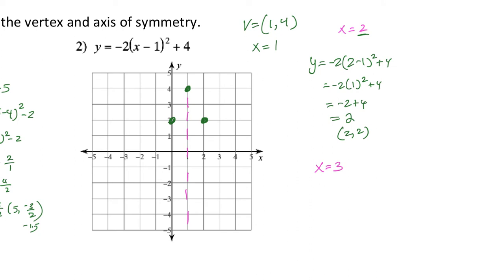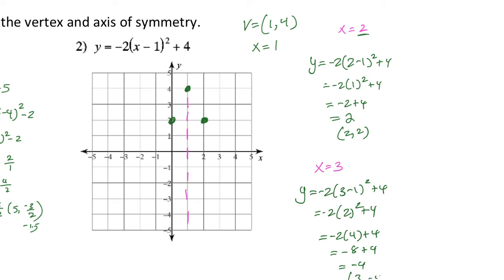And I'm going to plug that information. So y equals negative 2 times (3 minus 1) squared plus 4. So negative 2 times 2 squared plus 4. So this is negative 2 times 4 plus 4. So negative 8 plus 4, and that equals negative 4. So that means that I get a point (3, -4). Means that I get a point down here.